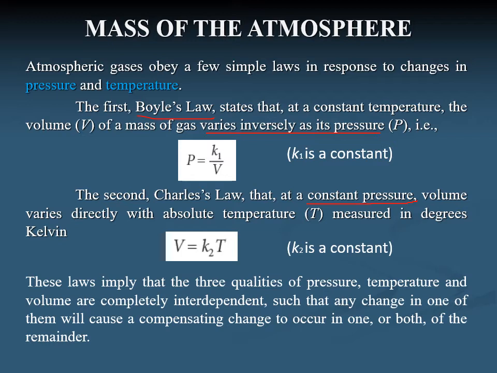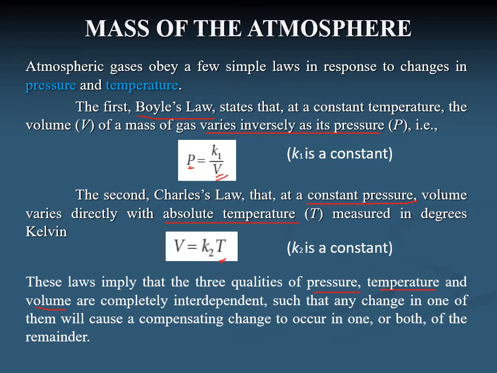So if we club them together, we find that the three qualities of a gas, that is the pressure, temperature, and volume, are completely interdependent. That means they are completely dependent on one another. So a slight variation of one will cause the other physical properties to change. A slight variation in pressure will cause a change in the temperature as well as in the volume of the gas.